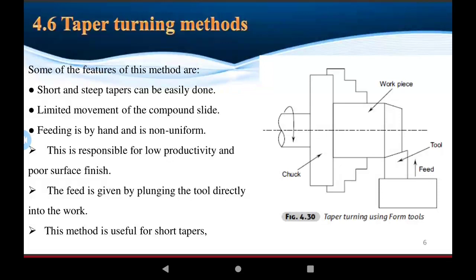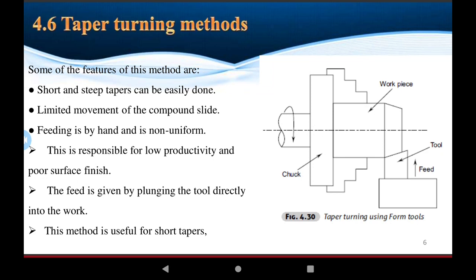According to the program, feeding by hand and the limited movement of the compound slide mean the feed is non-uniform, and the taper turning job has a continuously varying diameter. This results in low productivity and poor surface finish, a rough surface, while other operations achieve a very smooth surface.